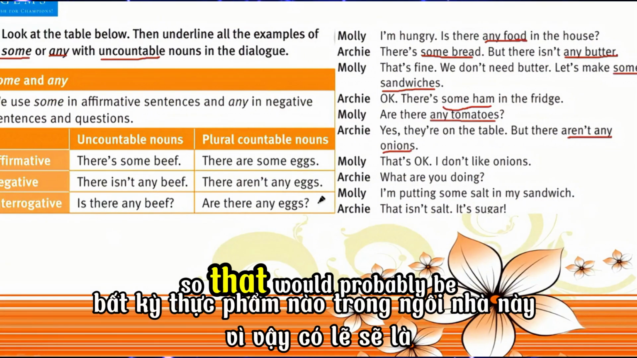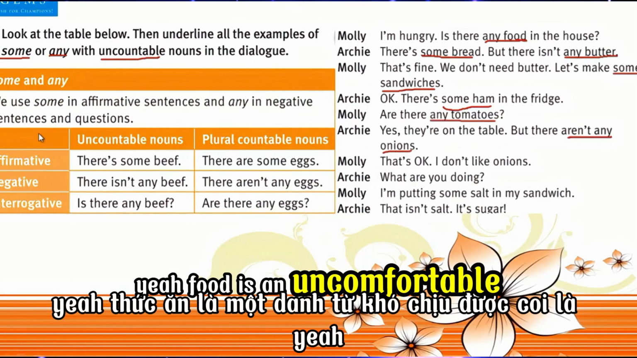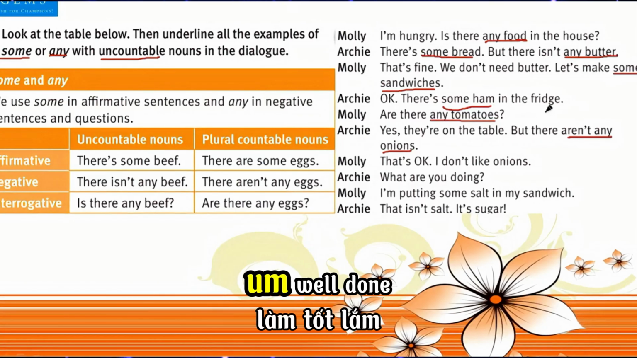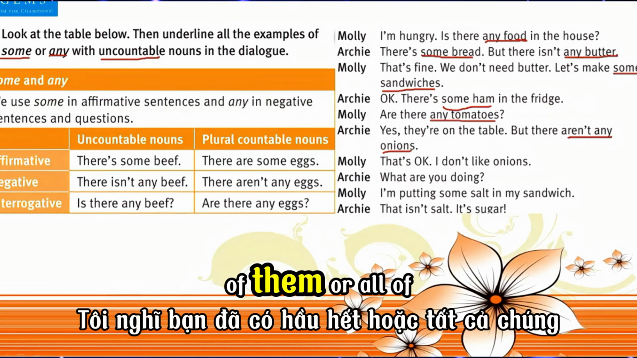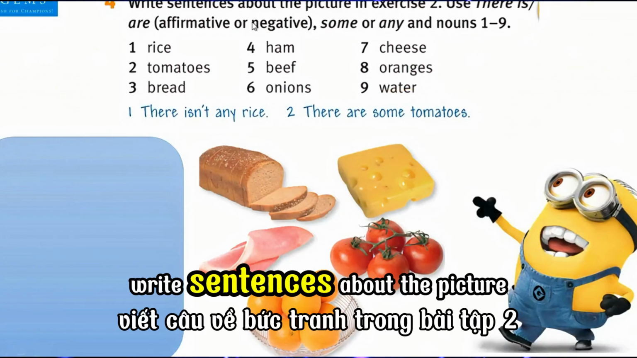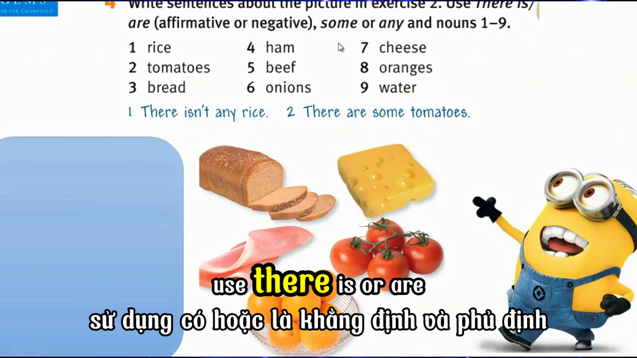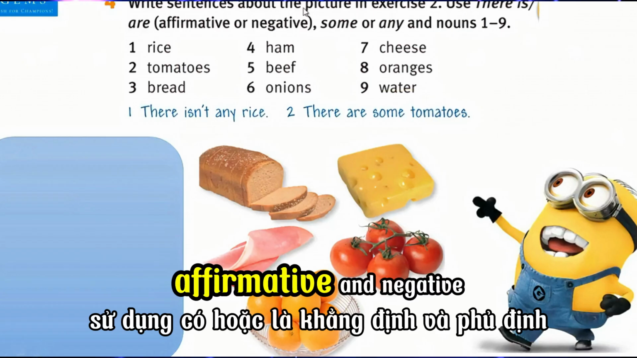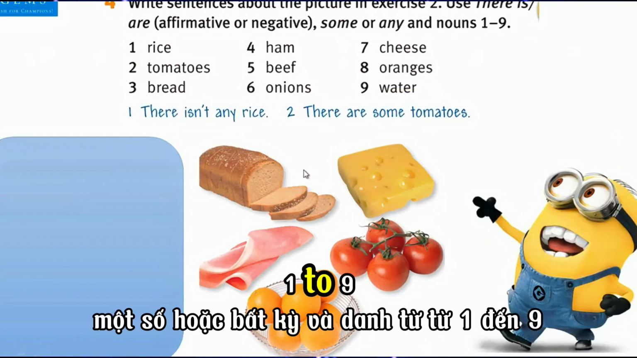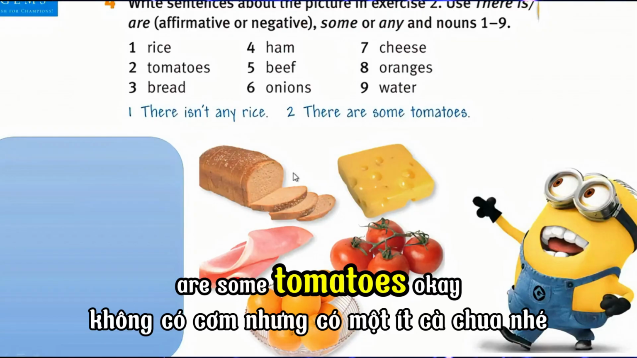So that would probably be... Yeah, food is considered an uncountable noun. Yeah. Okay. Well done. I think you've got most of them, or all of them. Write sentences about the picture in exercise 2. Use there is or are, affirmative and negative, some or any, and nouns 1 to 9. There isn't any rice. There are some tomatoes.